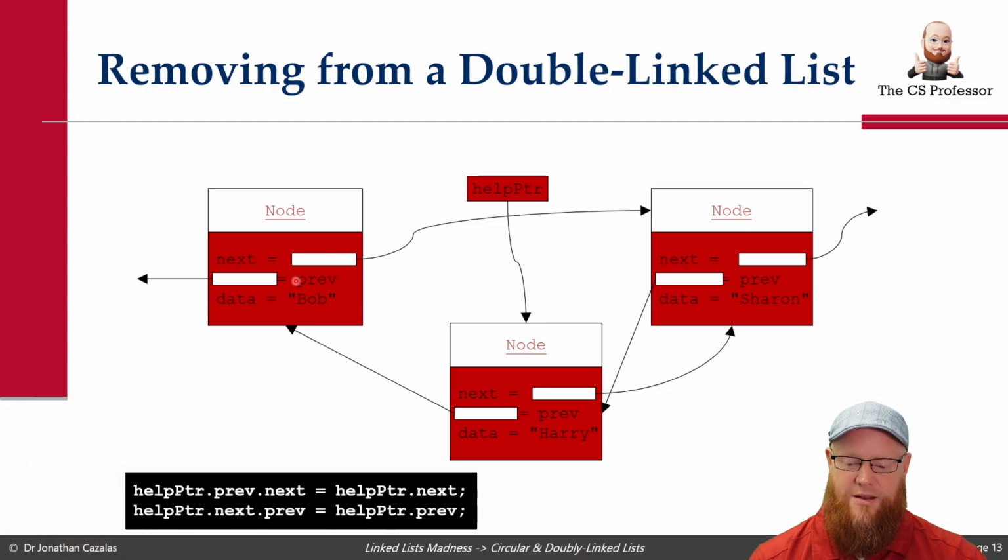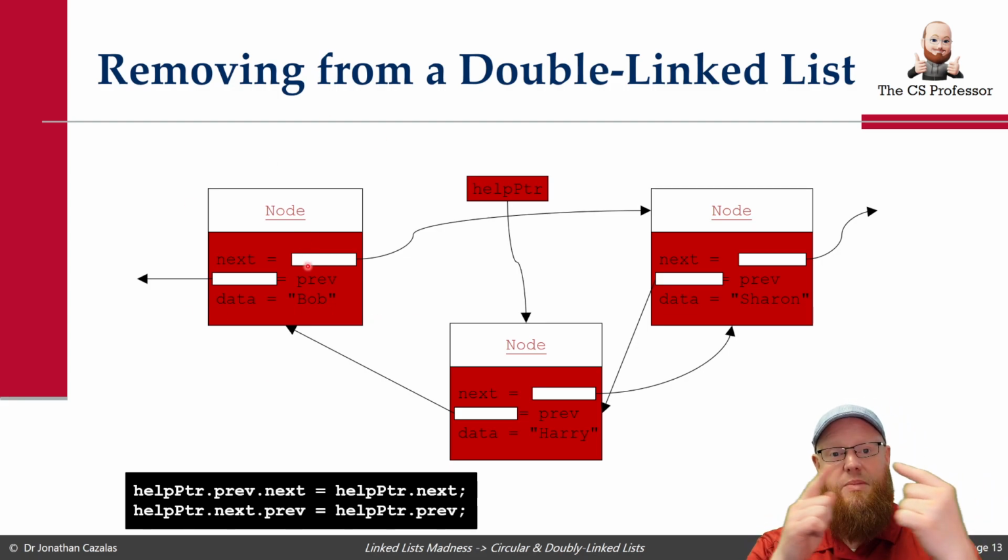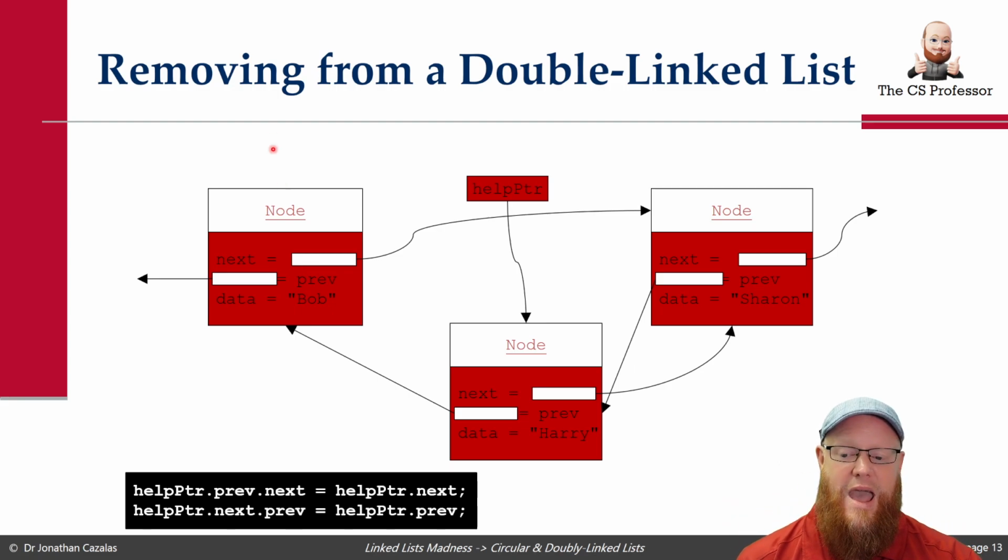What is the next line of code? Help pointer dot next dot previous equals help pointer dot previous. Let's figure that out. Help pointer dot previous, that's the address of Bob. So the address of Bob is saved right there in help pointer dot previous. And we want to take that address of Bob and save it where? Remember, the goal is we want Sharon now to point back to Bob. So we want to take the address of Bob and save it into the previous of Sharon.